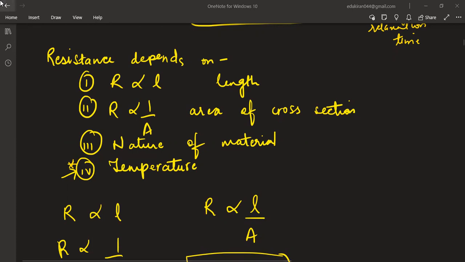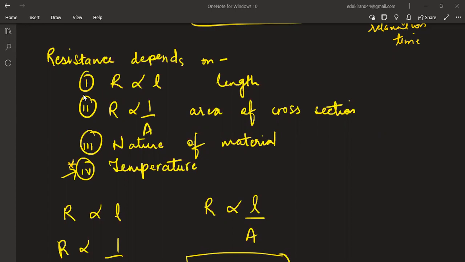It means that, for example, if you have one particular type of material, you will have a value of resistance for it. Like for brass, you will have a certain value of resistance. For zinc, a certain value. For iron, a different value. So as you change the material, values of resistance will change.